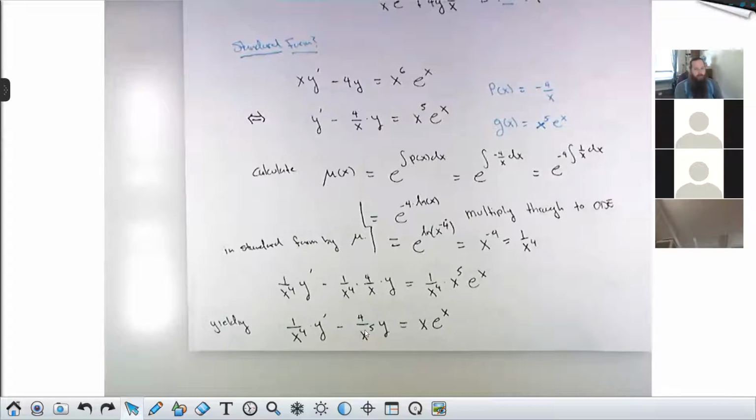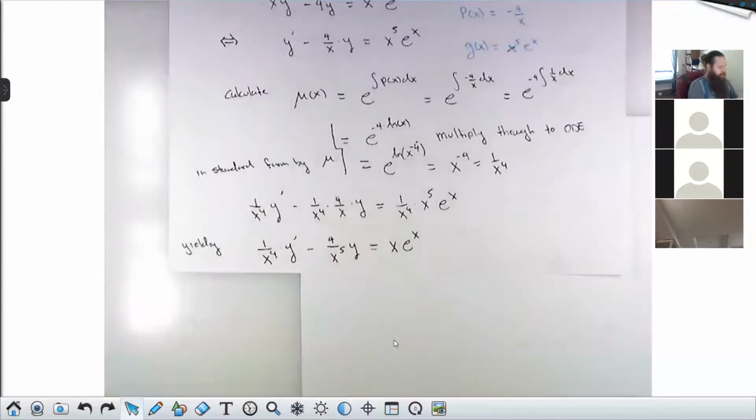And now the trick is to interpret the left-hand side as a derivative, a product rule derivative. Remember what we said in our proof, the left-hand side should always be the derivative of mu times y. And mu here is 1 over x to the 4, x to the negative 4. And it is. This is mu times y prime plus mu prime times y. So I'm going to help you see that.